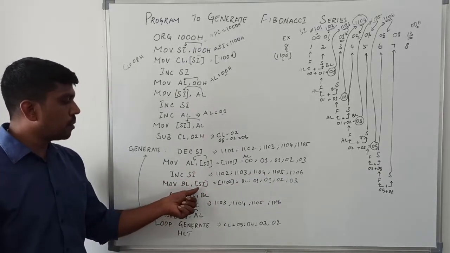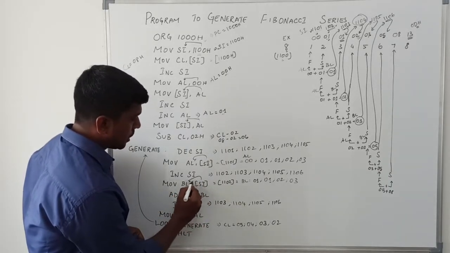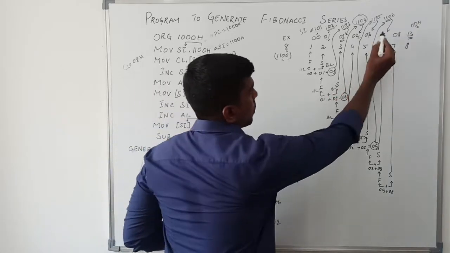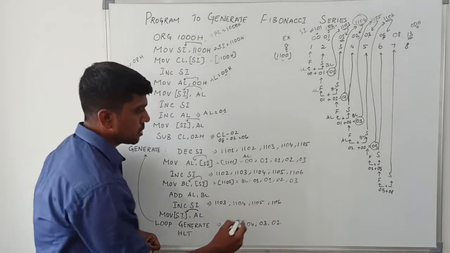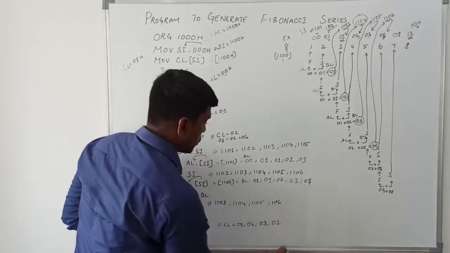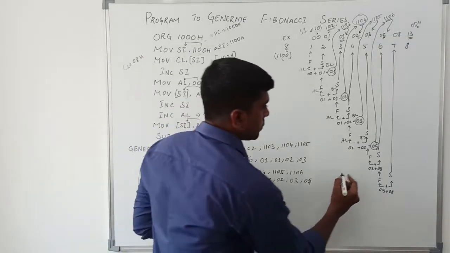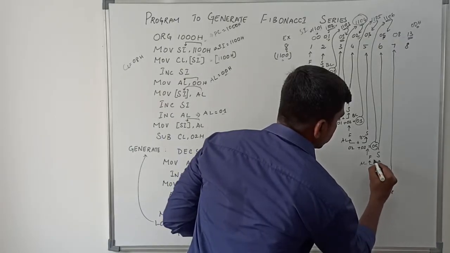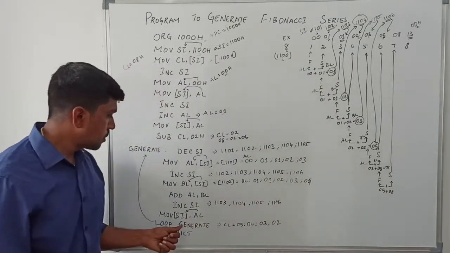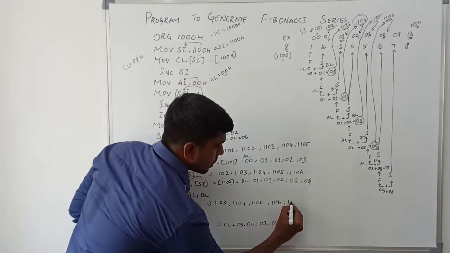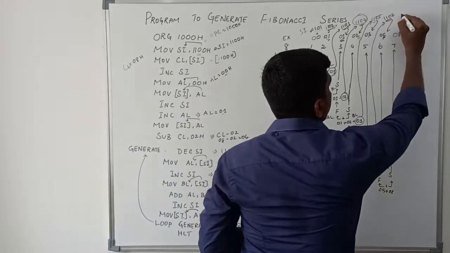So move BL comma within bracket SI. Whatever value is present at SI, this content is transferred to the BL register. 1106 holds the data 05, and this 05 is transferred to the BL register. Now the BL register value is 05. Then add AL comma BL, just adding these two contents. The AL value is 03 and the BL value is 05. The result is 08. Then increment SI. Now the SI, source index, value is 1107.